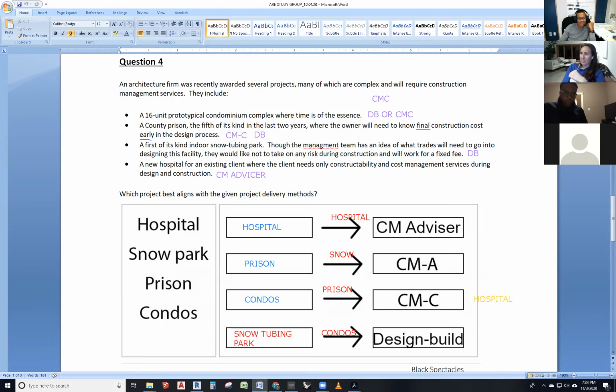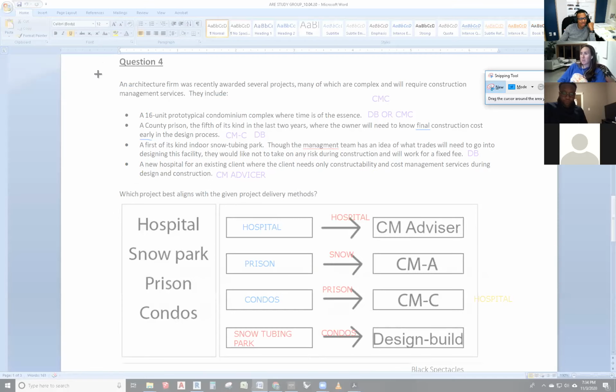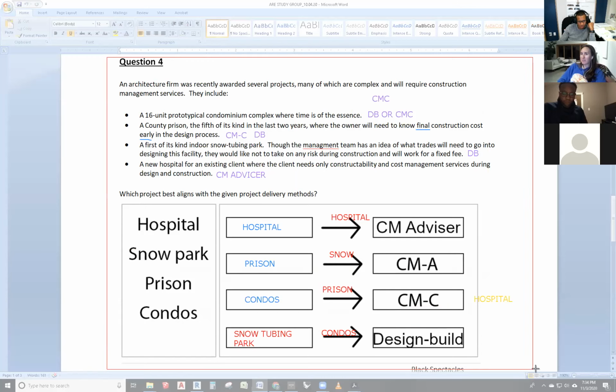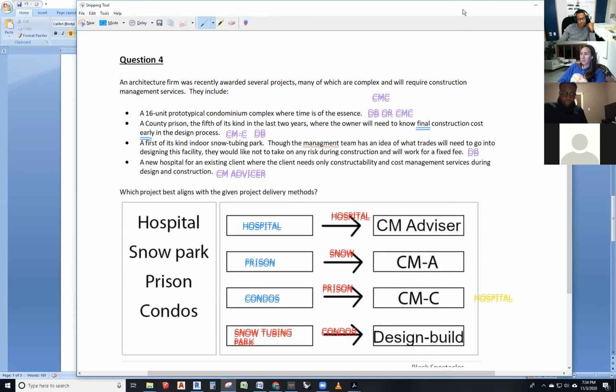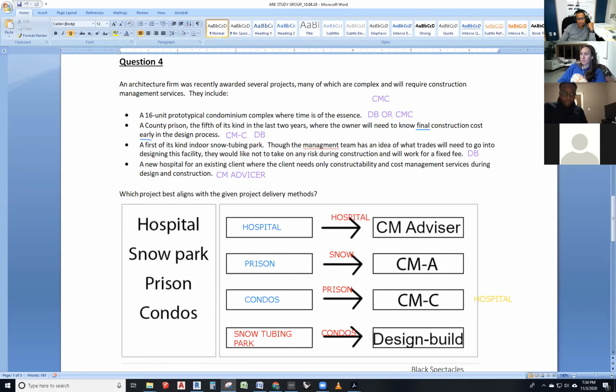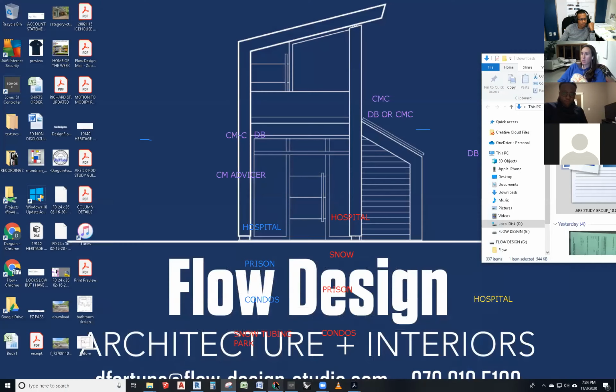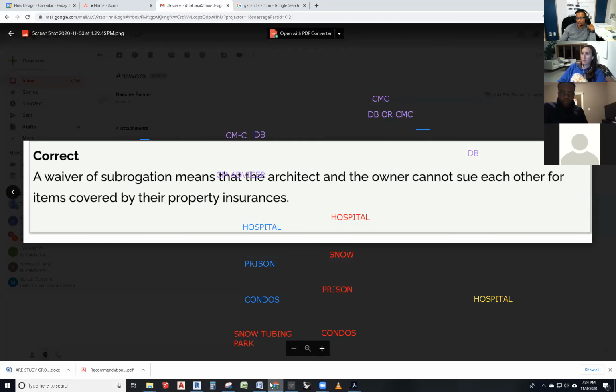Oh, hold on. I need to do a screenshot of this real quick before I lose it. It's a good question. I think this is a great question. This is very good. Is this from Black Spectacles? This question? Yeah, designer hacks, right? Design Black Spectacles. Yeah, let's see.